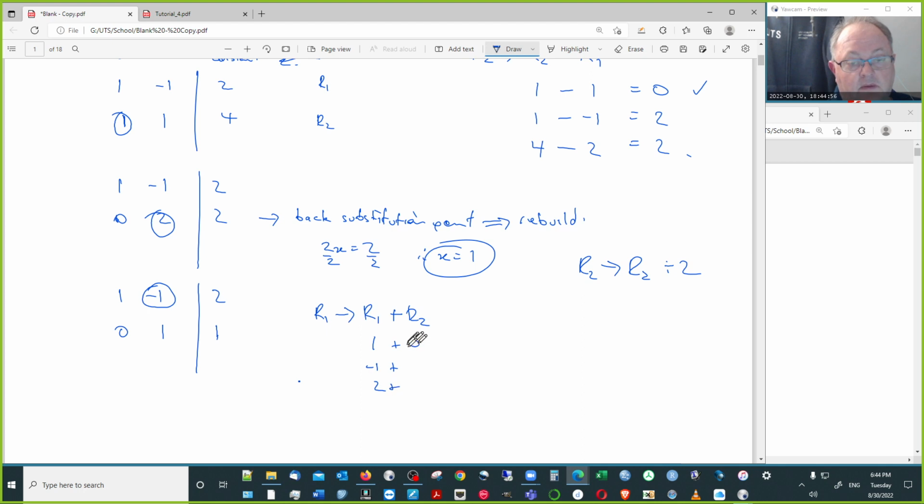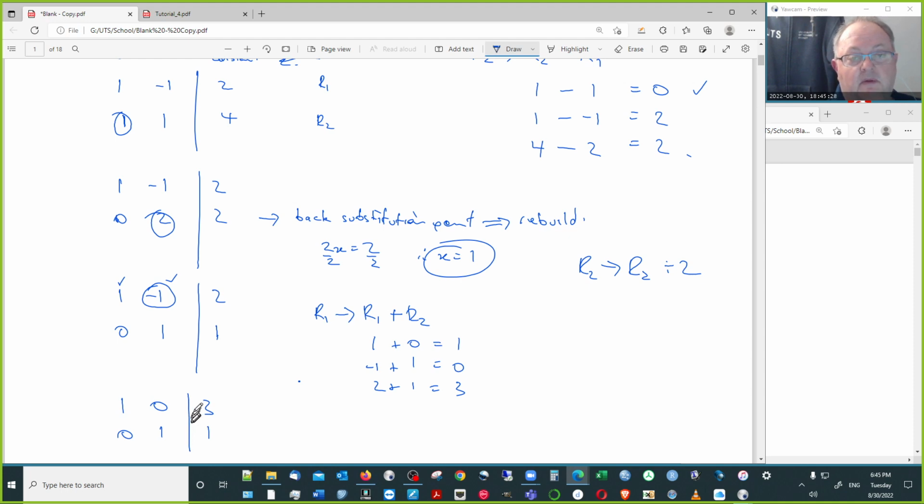And then our row 2 is 0, 1, 1. And all that. So the kids at uni hate this because of the discipline it takes to just wade your way through all of this. So 1 plus 0, oh, that's still 1, so I haven't changed that, tick. Minus 1, oh, I got a 0, so tick. And then 2 plus 1 is 3, which is neither here nor there. So we've got 1, 0, 3, 0, 1, 1.